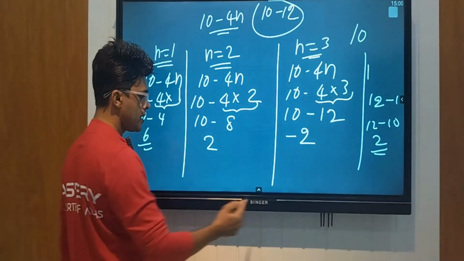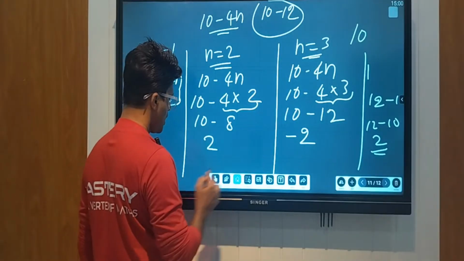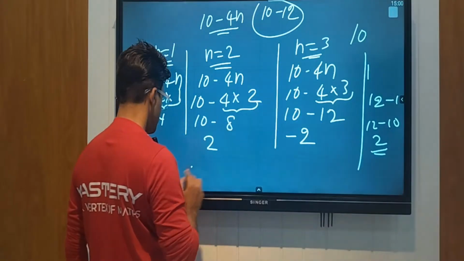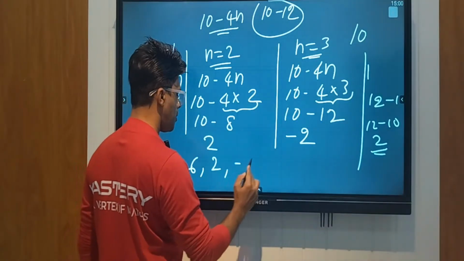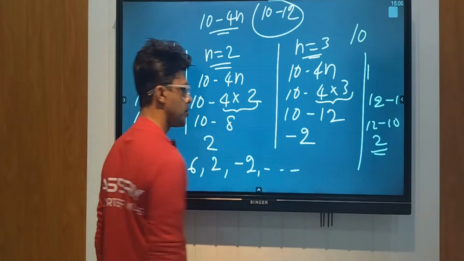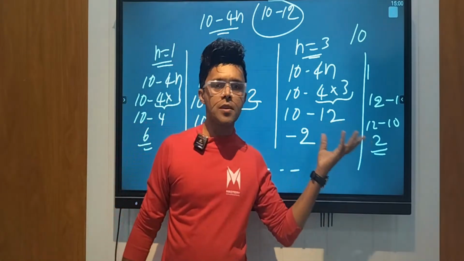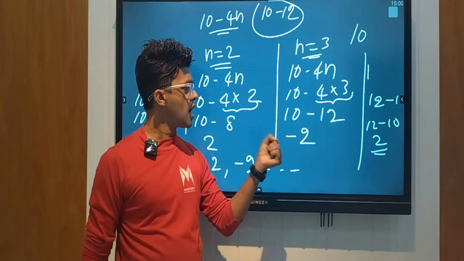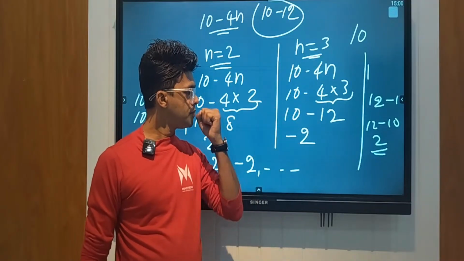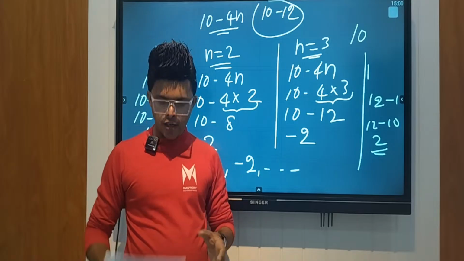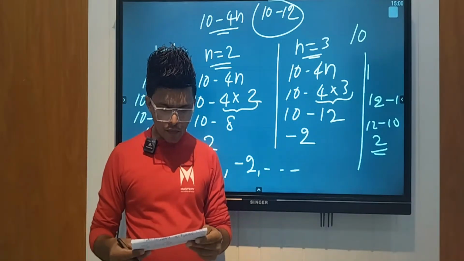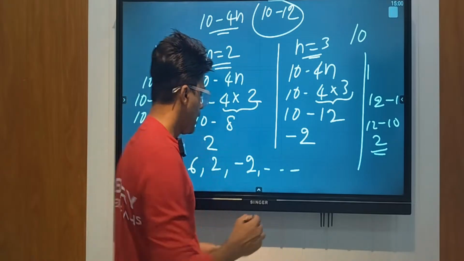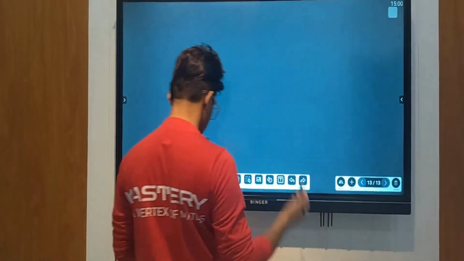So these are the first three terms of this number pattern: 6, 2 and minus 2. You must know how to simplify these types of terms as well, right? So I'll give you a question to get the first three terms according to this general term.